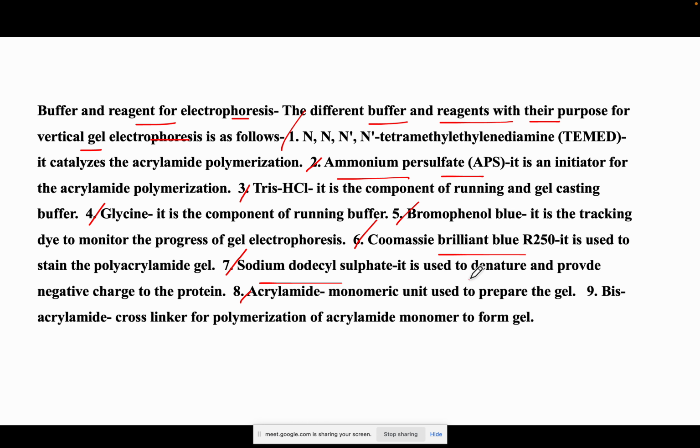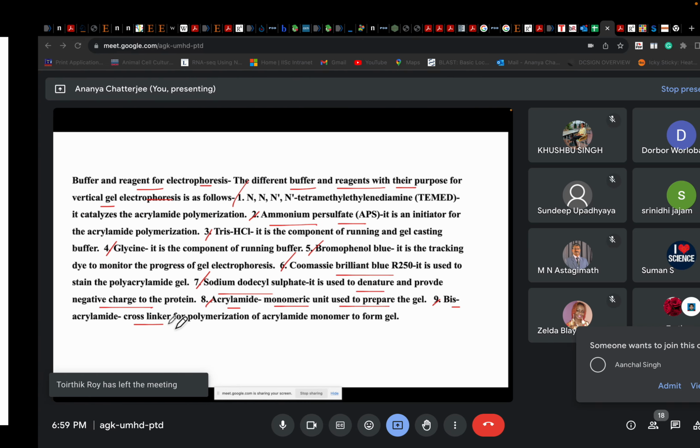It is used to denature and impart negative charge to the protein. We have talked about it. Another constituent is acrylamide, which is the monomeric unit used to prepare the gel. Whenever you are adding acrylamide and bisacrylamide, the number 9 component is bisacrylamide, which is the cross-linker for polymerization of acrylamide monomer to form the gel.